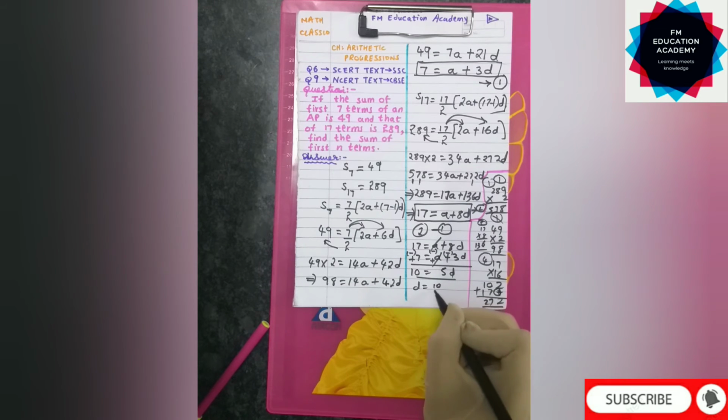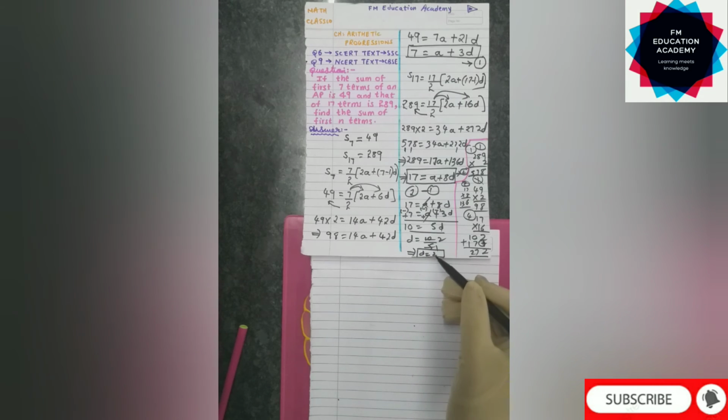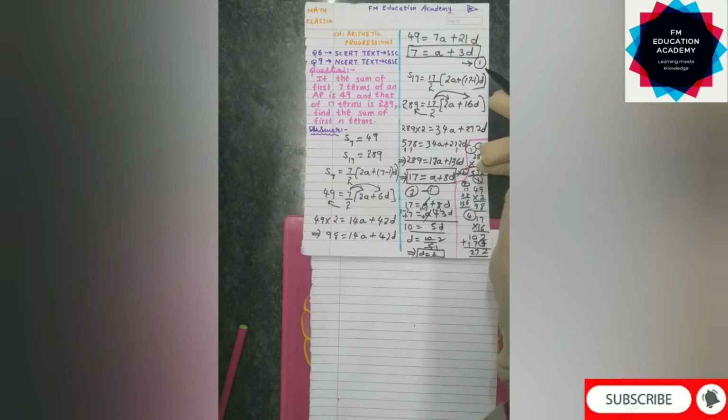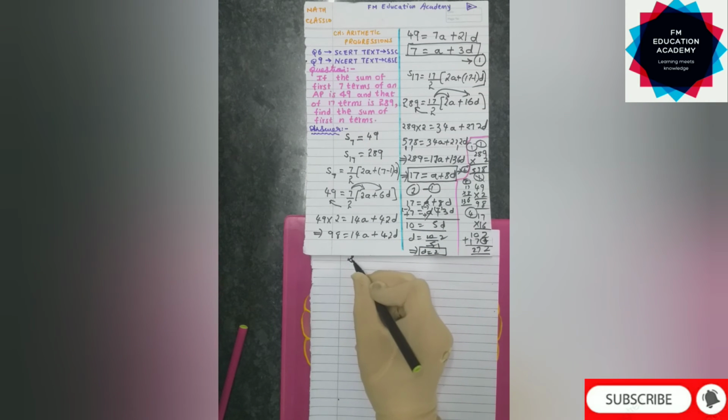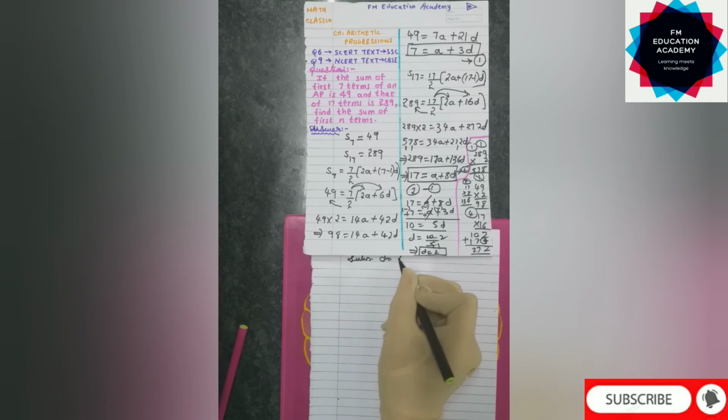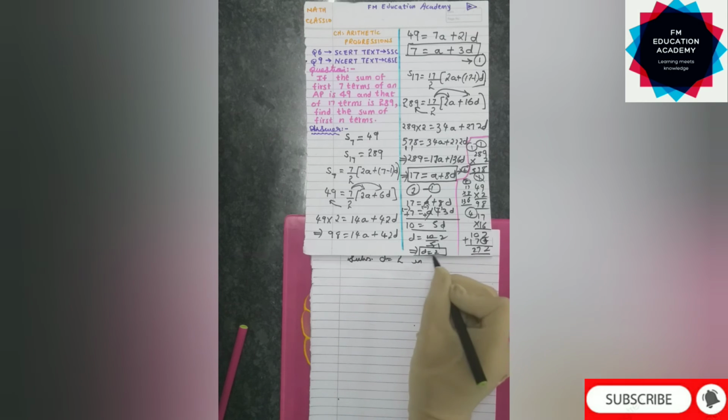So d is equal to 10 by 5. 5 ones are 5, 5 twos are 10. I got the value of common difference d as 2. Substitute this value of d in a simple equation, that is equation 1, to get the value of a. Substitute d is equal to 2 in equation 1.